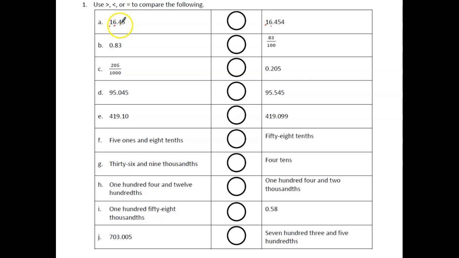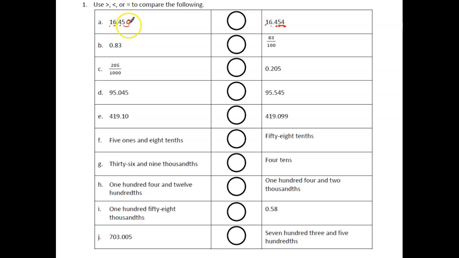We look at our 4 in our tenths place. We can't compare by the 4 in the tenths place because they both have 4 in the tenths place. Then we look at our 5 in our hundredths place. We can't compare there because they both have 5 in the hundredths. Now, if you notice, this second number has a 4 in the thousandths place, whereas this first number has nothing in the thousandths place. So what we can do is annex a 0 in the thousandths place for this first number.